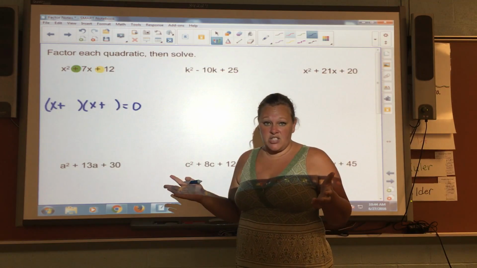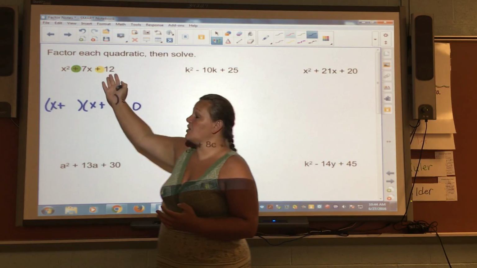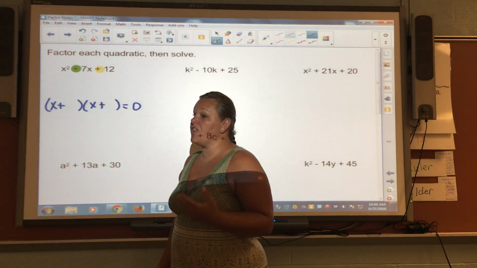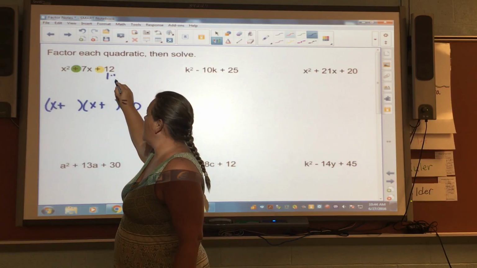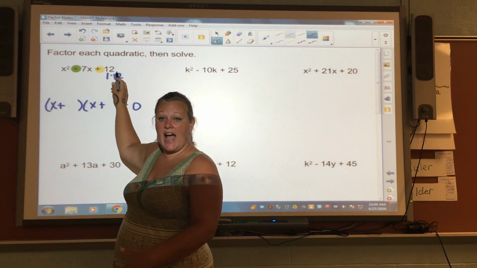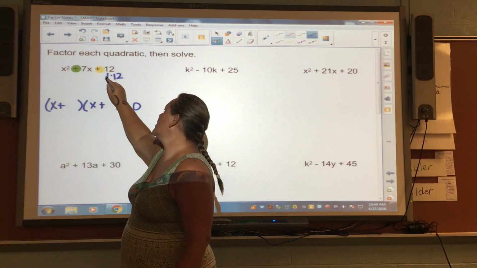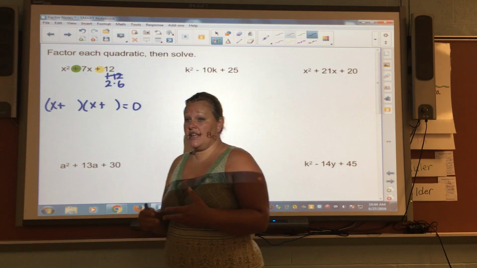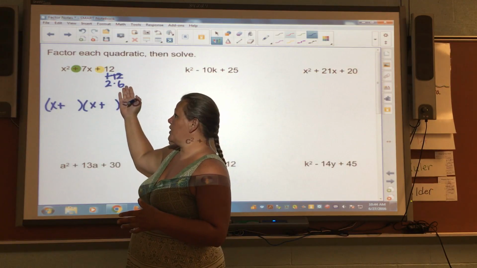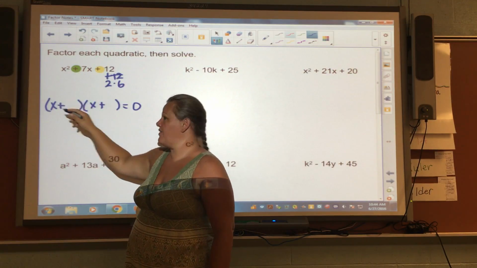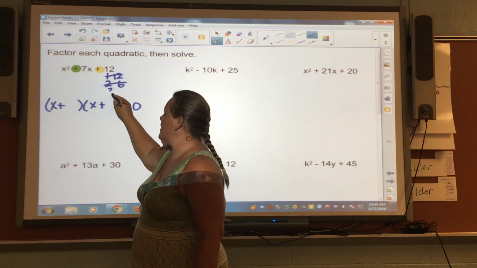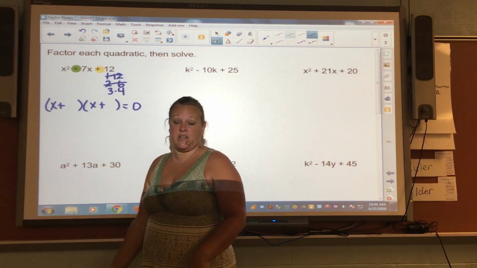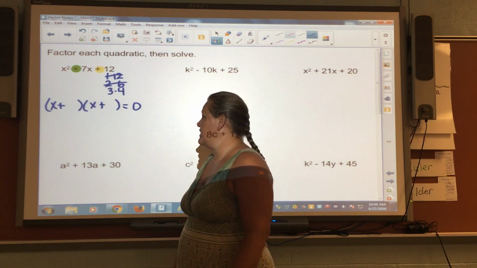Okay, so now it's just figure out what. So we multiply to get to the last one and add to get to the center one. So we need to think. 1 times 12 gets us 12, but if I add, I get 13, not 7. So that one's wrong. So I get 2 times 6 gets me to 12, but 2 plus 6 gets me to 8, not 7. So that one's wrong. And then I know 3 times 4 is 12, and 3 plus 4 is 7. So that's our winner right there.